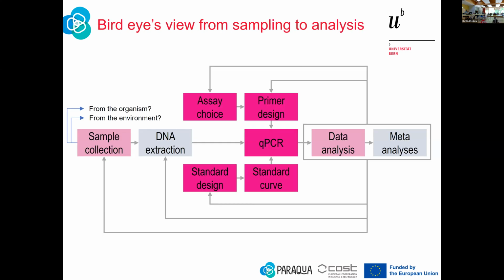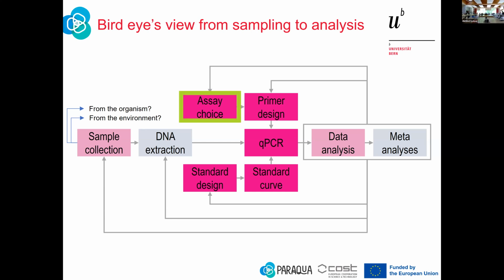So first question that you have to think about is, do I go from the organism or the environment? Why is this important for the assay design? In the environment, we have inhibitors. We have decaying leaves, we have organic matter, and this will make our assay less efficient. And we have to be aware of that, and we have to control for that, and we have to counteract that. Assay choice.